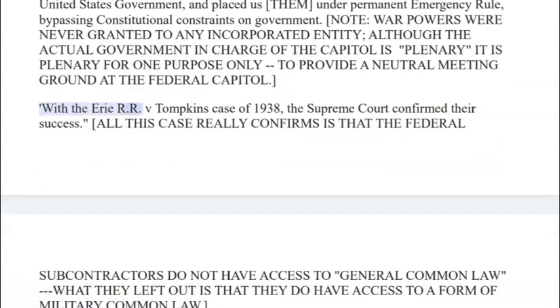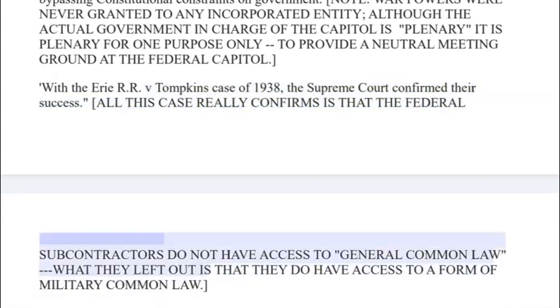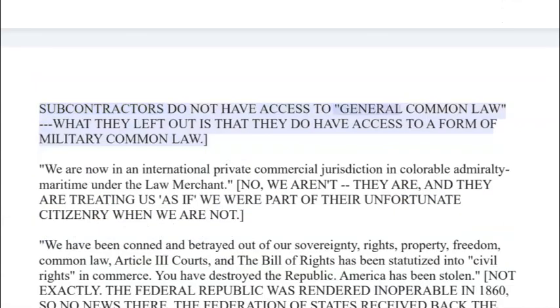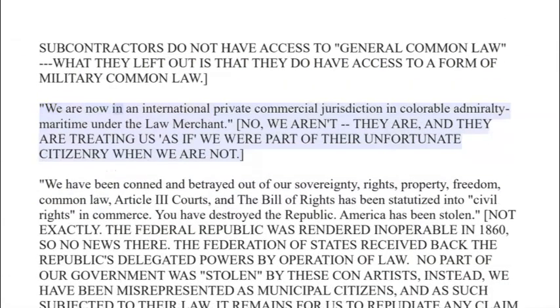With the Erie R.R. v. Tompkins case of 1938, the Supreme Court confirmed their success. All this case really confirms is that the federal subcontractors do not have access to general common law. What they left out is that they do have access to a form of military common law. We are now in an international private commercial jurisdiction in colorable admiralty maritime under the law merchant. No, we aren't, they are, and they are treating us as if we were part of their unfortunate citizenry when we are not.